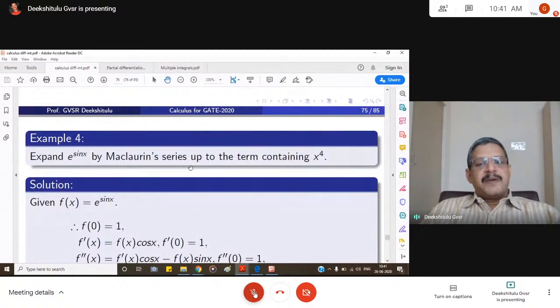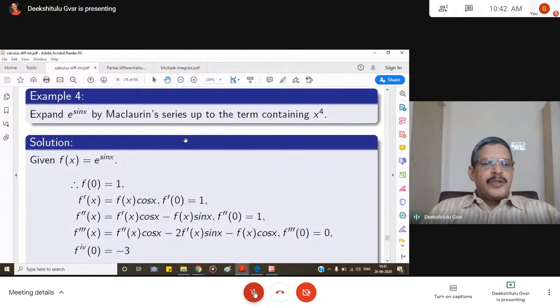That is about the expansion of e power sin x by Maclaurin series up to the term containing x power 4. Sometimes in the examination you may be asked up to what term you have to get the series expansion. The first two terms may be the same in options a, b, c, d, and maybe the third and fourth terms may change. You have to be very careful.